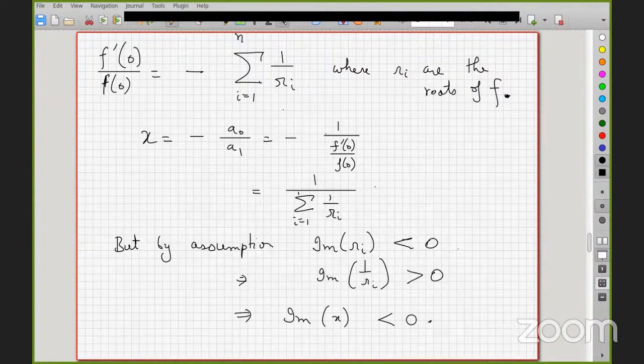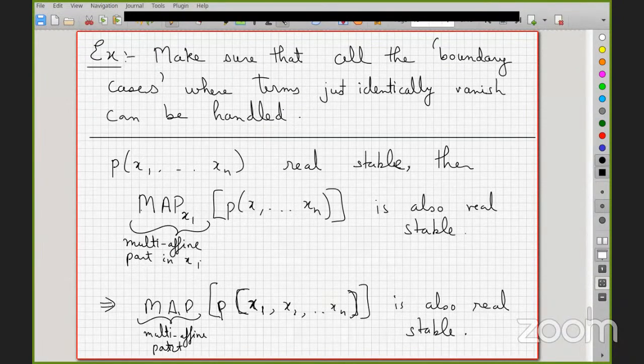For linear polynomials, isn't being real stable equivalent to every sign being the same? No, because I'm going to give you an example where it is not. His question was whether in every real stable polynomial that is multilinear, all the signs of the coefficients have to be the same. But that is not true.